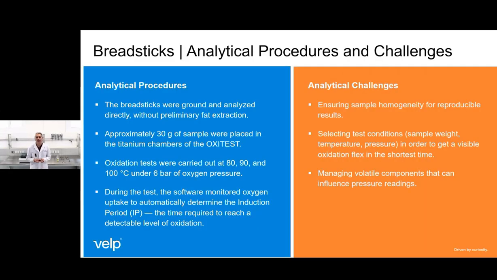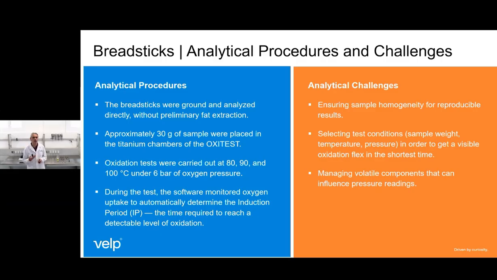In this study, about 30 grams of breadsticks have been ground before the analysis to give homogeneity to the sample. Three different oxidation tests have been performed with the same oxygen pressure, 6 bar, but with different temperatures: 80, 90, and 100 Celsius degrees. The uptake of oxygen into the chamber has been monitored by the software over time to determine the induction period as a function of time and temperature.